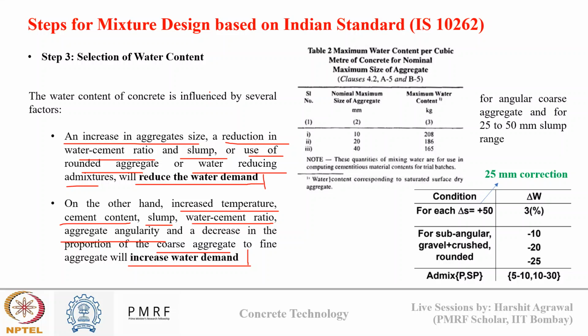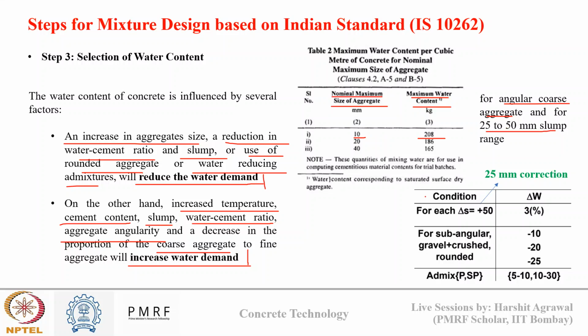So table 2 is there, which gives us the maximum water content per meter cube of concrete based on nominal maximum aggregate size. Okay, so you can see in this table, the nominal maximum size of aggregate is given and the maximum water content to be taken is given. Suppose my nominal maximum aggregate size is 10 mm, then my maximum water content should be 208 kg per meter cube of concrete. And this value is for angular coarse aggregate and for a slump of 25 to 50 mm.